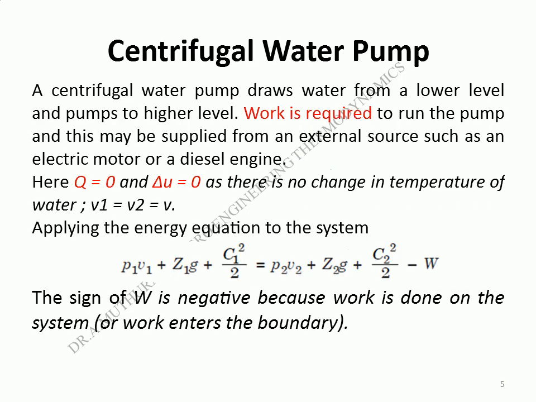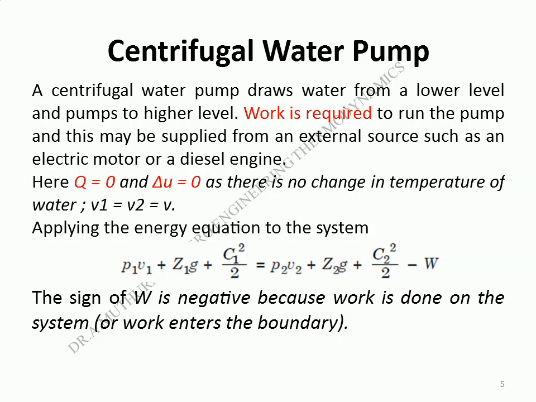Centrifugal water pump. A centrifugal water pump draws water from a lower level and pumps to higher level. Work is required to run the pump, and this may be supplied from an external source such as an electric motor or a diesel engine. Here Q equals 0 and delta U equals 0 as there is no change in temperature of water. V1 equals V2 equals V.